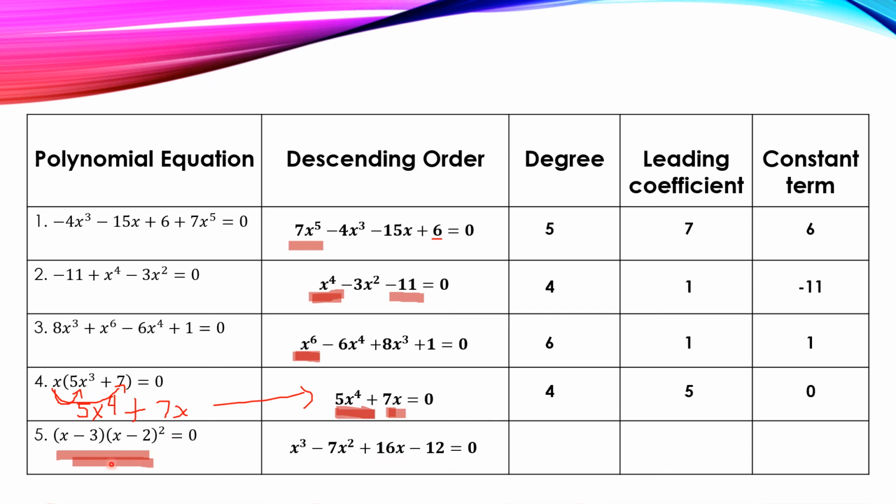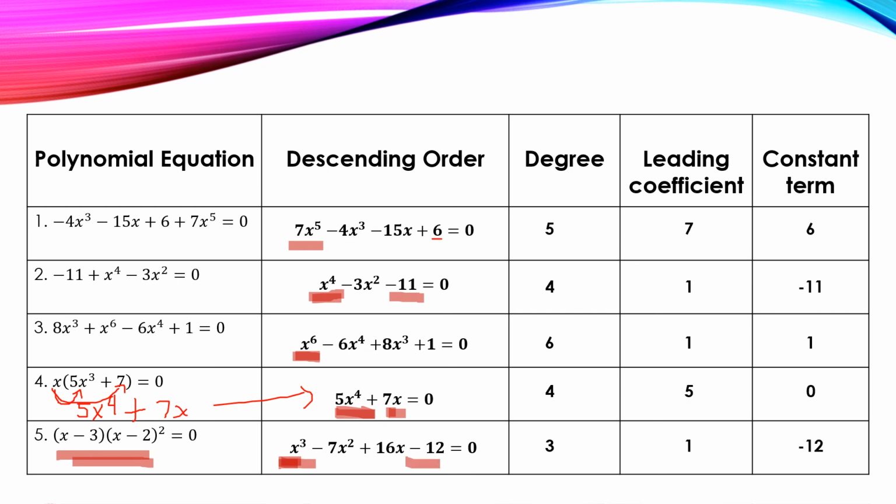So once again, kunin nyo muna yung square ng x minus 2. Pag nakuha nyo na siya, tsaka nyo siya i-multiply sa x minus 3. At ito na yung lalabas na equation natin. And then, kapag nakuha na natin itong equation na to, madali natin ma-identify yung degree. So in this item, the degree is 3. That is the highest exponent. The leading coefficient is 1. Ayan, yun dito sa may x cubed natin. Okay. And then, ang ating constant is, itong nasa dulo, that is negative 12.